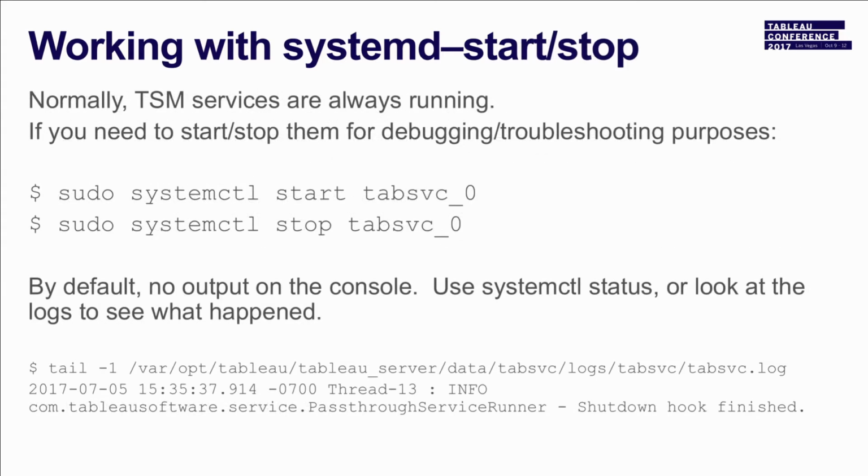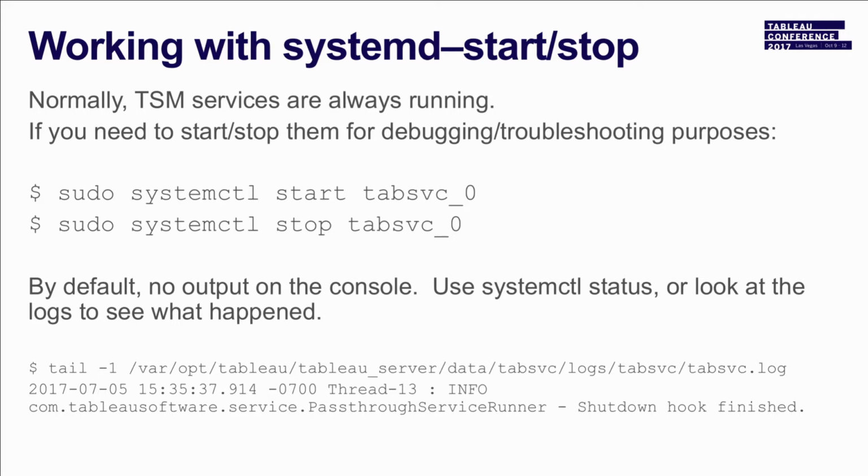So now you know if the server's running or stopped. You probably want to start or stop it. All of the admin endpoints are normally always running because they're the admin endpoints. And if you want to do anything with Tableau Server, the admin endpoints need to be running. If you need to start or stop them for debugging or troubleshooting or whatever your local purposes are, the commands to do that are sudo systemctl start tabsvc_0, sudo systemctl stop tabsvc_0. And that will start and stop the service respectively.